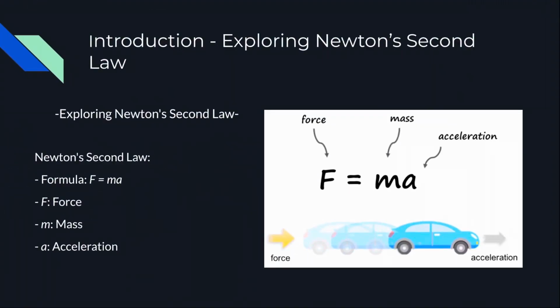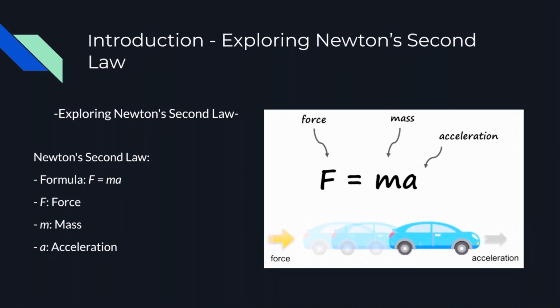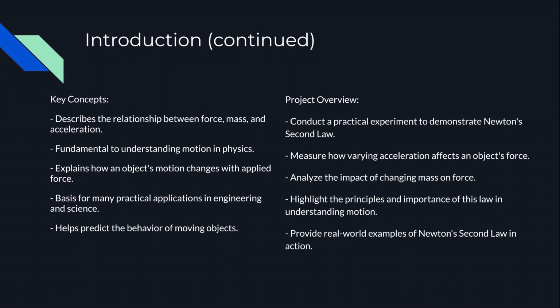Introduction: Exploring Newton's second law. According to Newton's second law, the formula is F equals ma. Force equals mass times acceleration. For the key concepts, it describes the relationship between force, mass, and acceleration, fundamental to understanding motion in physics; explains how an object's motion changes with applied force, the basis for many practical applications in engineering and science; and helps predict the behavior of moving objects.